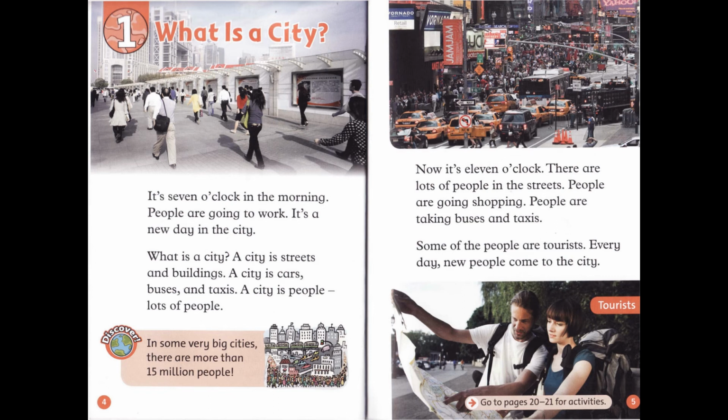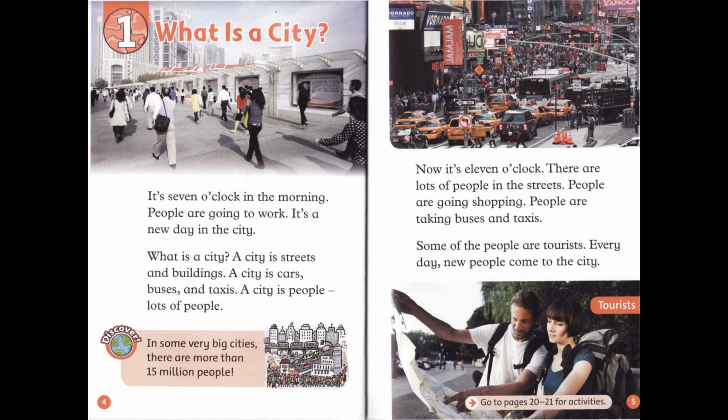In some very big cities, there are more than 15 million people. Now it's 11 o'clock. There are lots of people in the streets. People are going shopping. People are taking buses and taxis. Some of the people are tourists. Every day, new people come to the city.